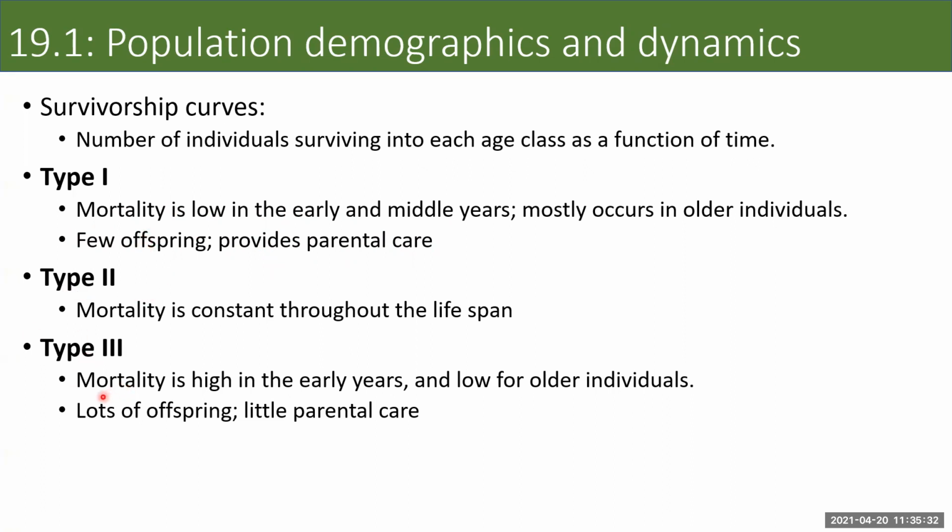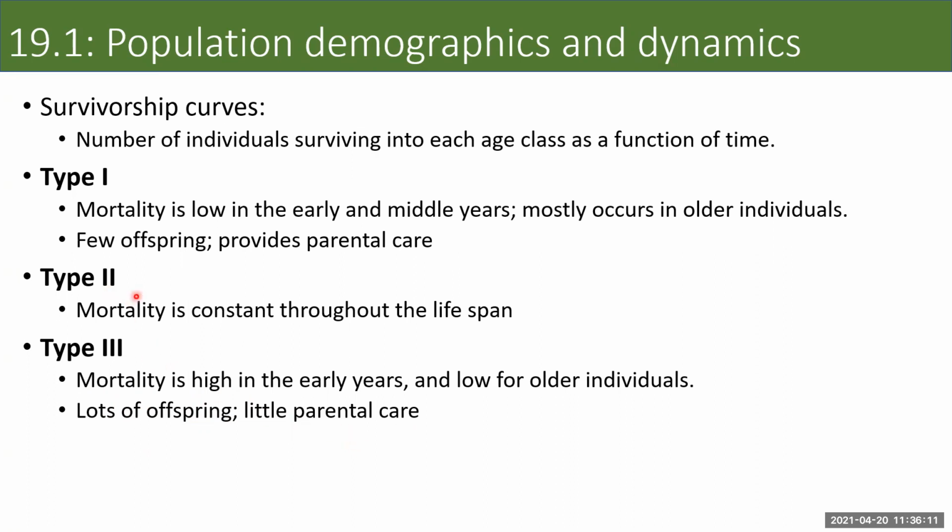Type 3 is basically the opposite of type 1. You have really high mortality in early years and low mortality rates for older years. So in order to compensate for that high mortality rate, they have lots of offspring, thousands of eggs, thousands of seeds. If only 10% of their seeds survive and they have 1,000 seeds, then 100 individuals are going to make it, right? But because they're putting so much energy into offspring production, they can't provide parental care to their offspring because so many are there. They just don't have the energy and the capacity to do so.